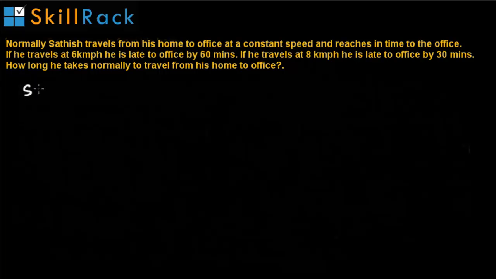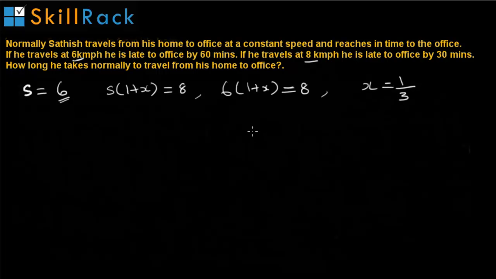Let's consider this example to apply our formula. The traveling speed is 6 km per hour, let us take it as s. When it is 8 km per hour, he is late to office by 30 minutes. So s into (1 plus x) is equal to 8. As we know s is equal to 6, 6 into (1 plus x) is equal to 8, and solving, x is equal to 1 by 3. So using our formula y is equal to x by (1 plus x), we get y is equal to 1 by 4.